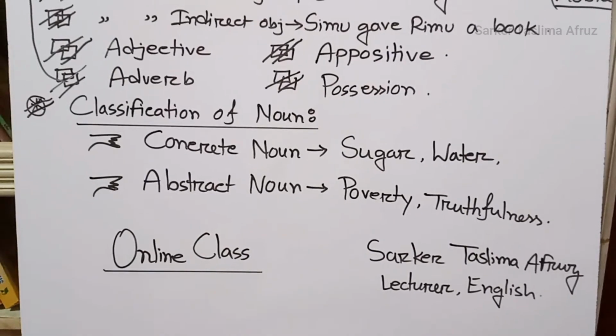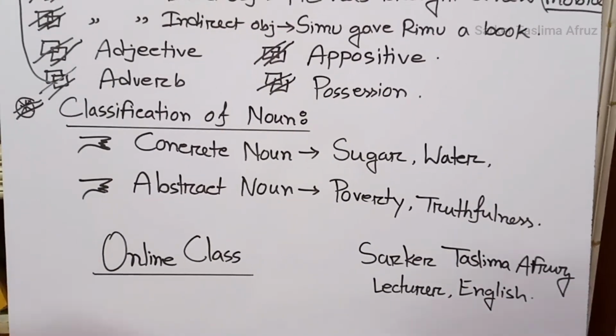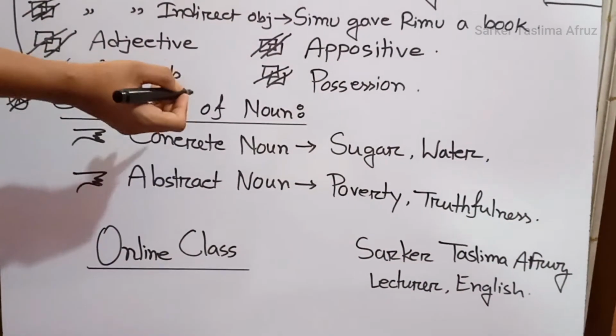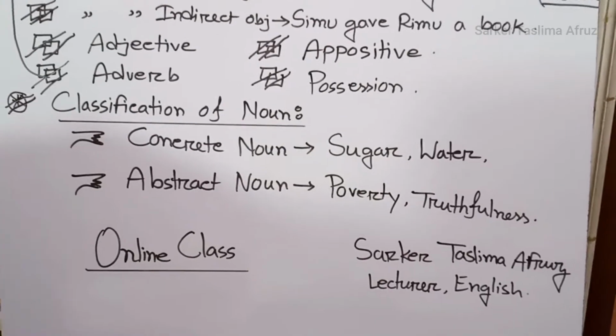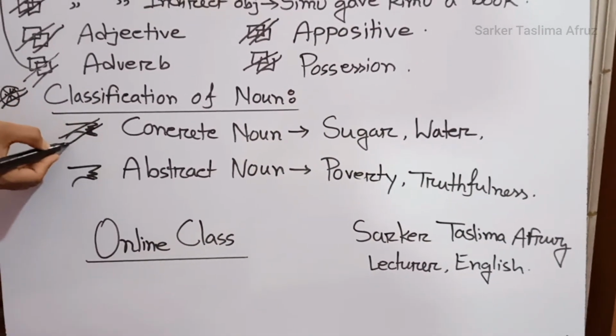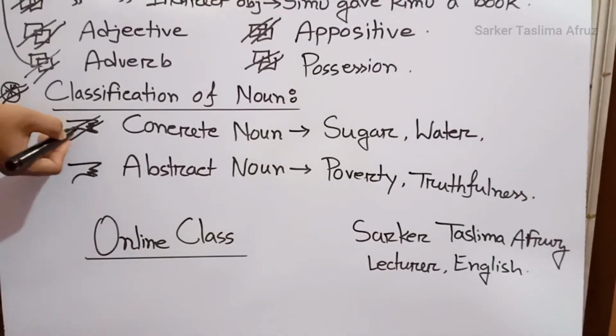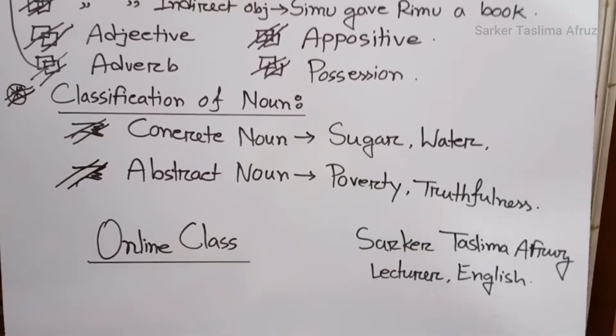So next comes another very important topic. Dear students, I want to emphasize that this is very important. Well, classifications of noun. In English grammar, there are two types of noun. First one is concrete noun. You can see I have given a sign for concrete noun, and next one is abstract noun.